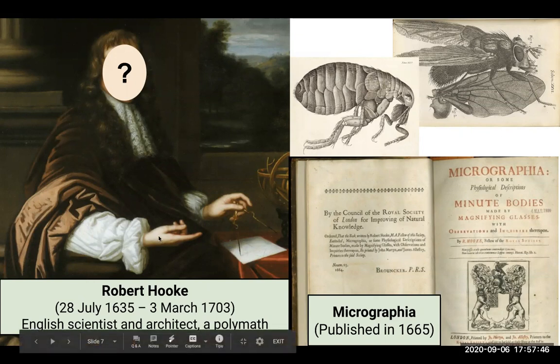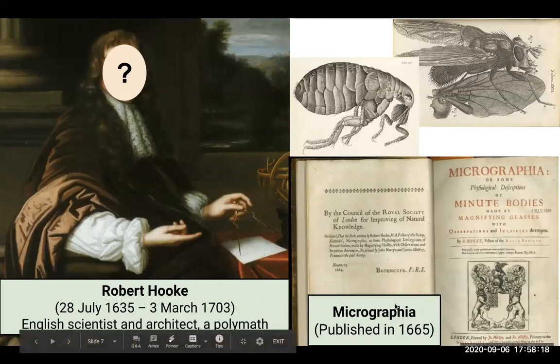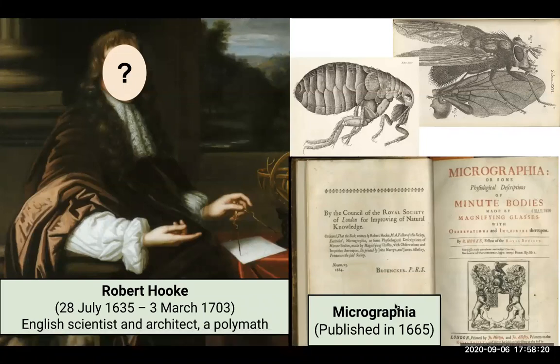He is an English scientist as well as an architect and a polymath. So he has a background in science and he loved observing the natural world. So what he did is that he made his own microscope and then he looked at many different things through his microscope and put them down in drawings. He made a collection and then he published his drawings through a book called Micrographia, right here. And it was published in 1665.